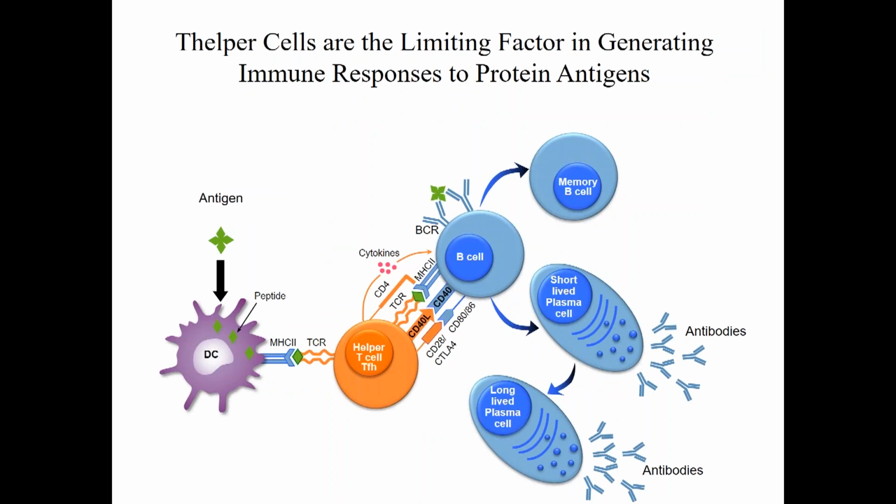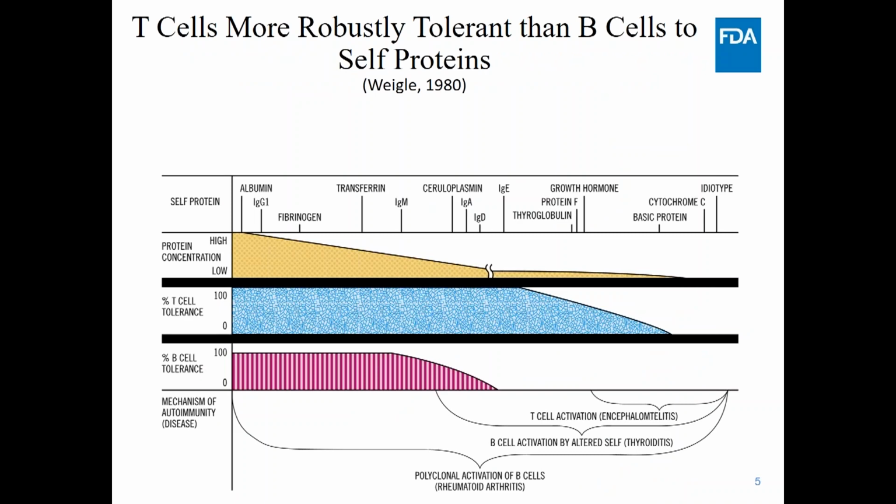So I think we all, from very good basic research, understand that T helper cells are the limiting factors in generating immune responses to protein antigens. In general, B cells are not driven to form antibody-secreting plasma cells or memory B cells without intense interaction with T helper cells, particularly T follicular helper cells. And in fact, T cells are much more robustly tolerant than B cells to self-proteins.